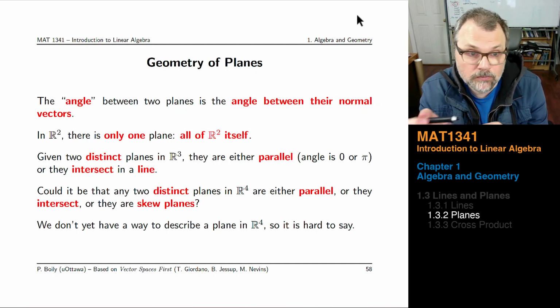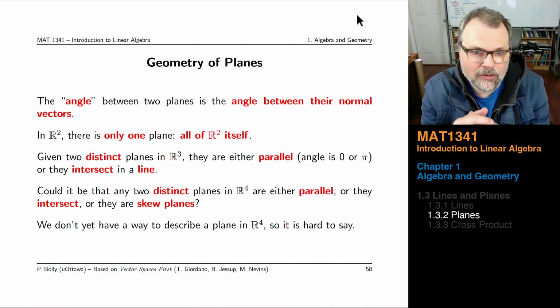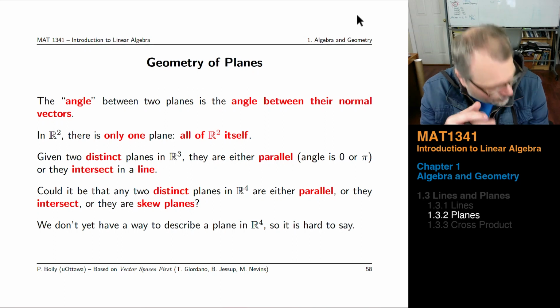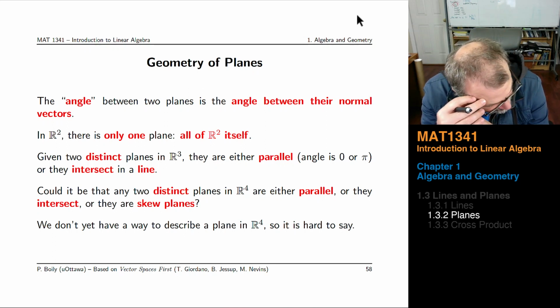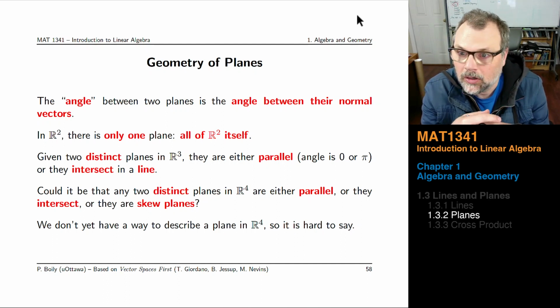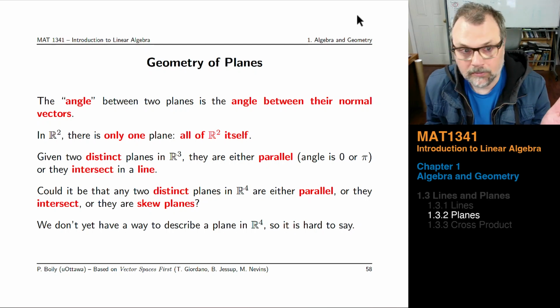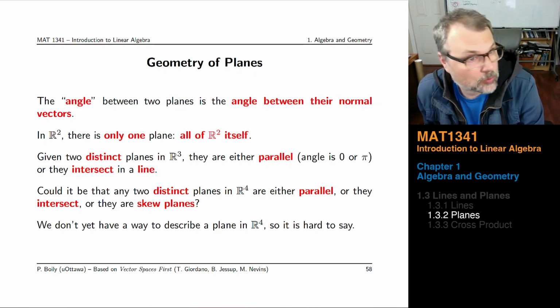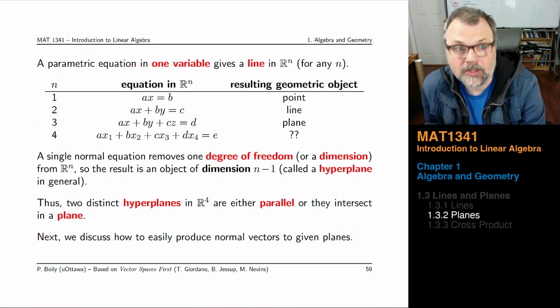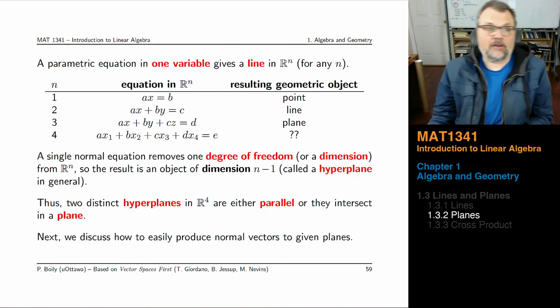Is it possible that if you had two distinct planes in R4 then, to maintain the analogy, either they would be parallel or they would intersect or they would be skew planes? Well, this question is difficult to answer because we don't really have a way to describe a plane in R4. I know how to describe one in R2. That's the whole plane. I know how to describe one in R3. I can use the point normal form or the Cartesian form. But I don't actually have a way to describe a plane in R4.